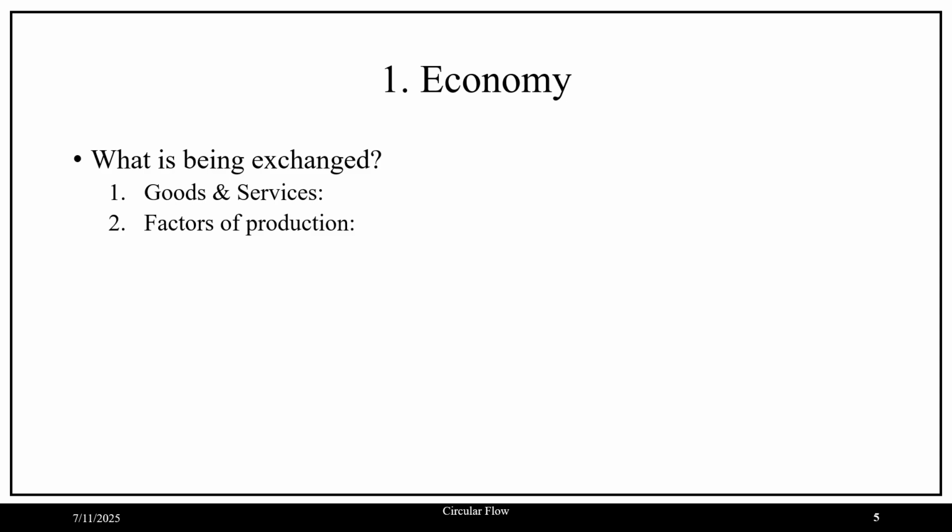Okay, so what's being exchanged? I mentioned it was goods and services and factors of production. Well, in terms of these goods, these are going to be tangible or physical wants that can be traded. So I'll write down tangible here in red. This is going to be different than a service, which are going to be intangible wants, or things that we want where we may not get something physical back. Intangible wants.